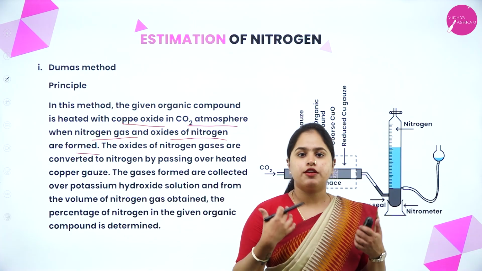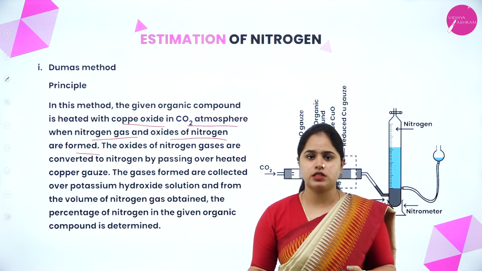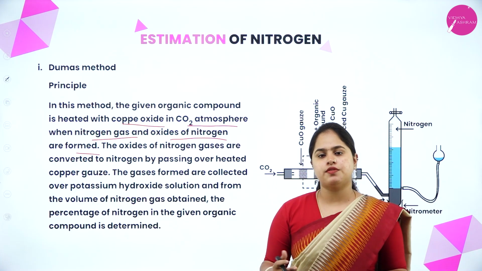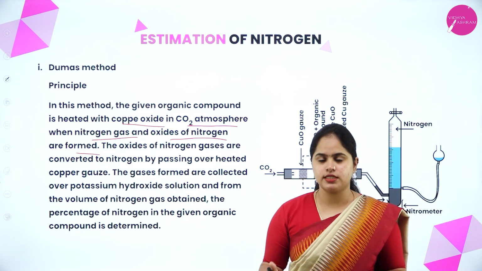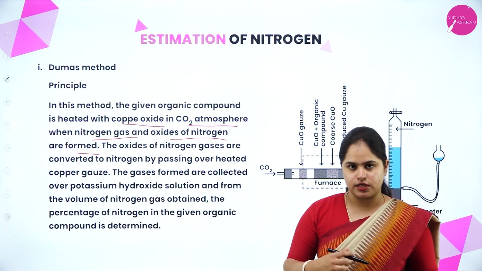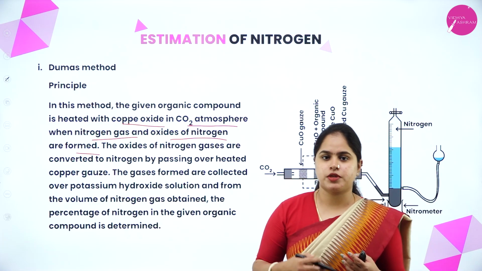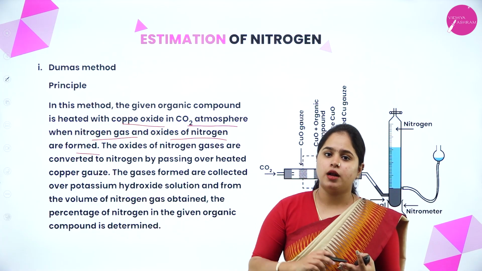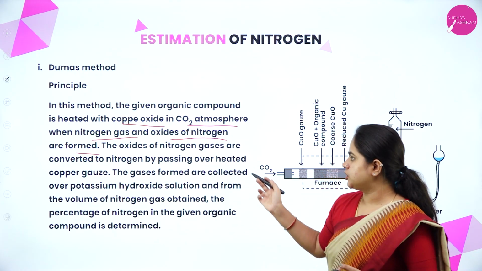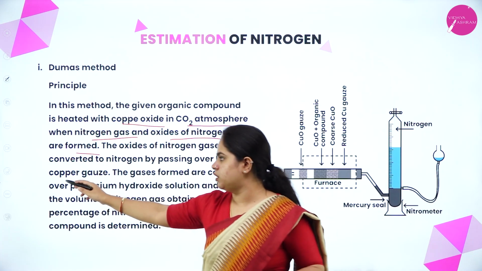If the organic compound contains carbon, that will be converted to carbon dioxide. Hydrogen will be converted to water. And nitrogen will be converted to nitrogen oxides, and then the nitrogen oxides will be further converted into nitrogen gas. So in this method, you will be getting gases: water if hydrogen is present, carbon dioxide from carbon, and nitrogen gas from nitrogen. The oxides of nitrogen are converted to nitrogen by passing over heated copper gauze.